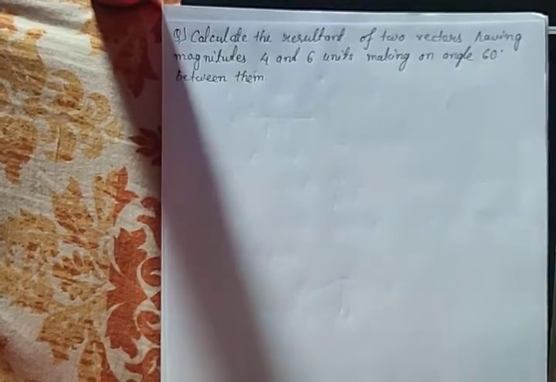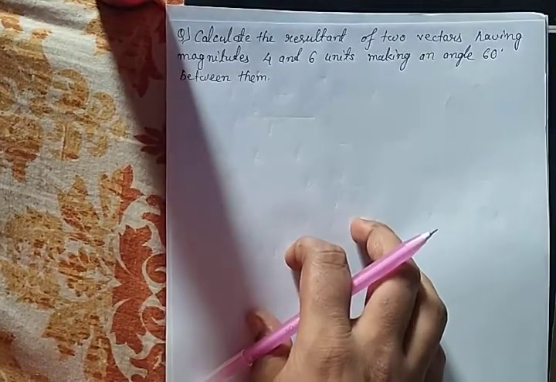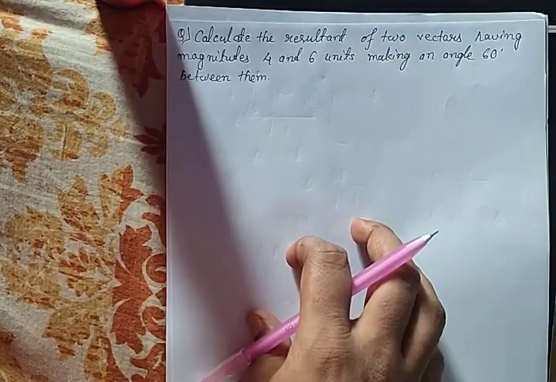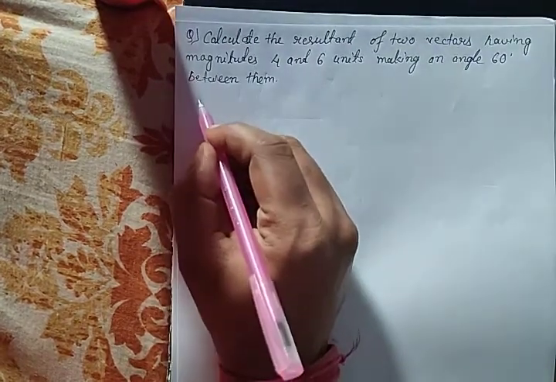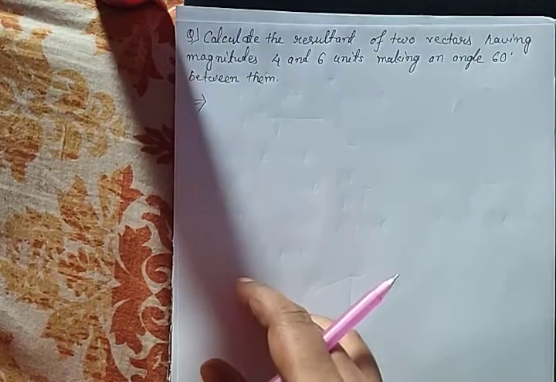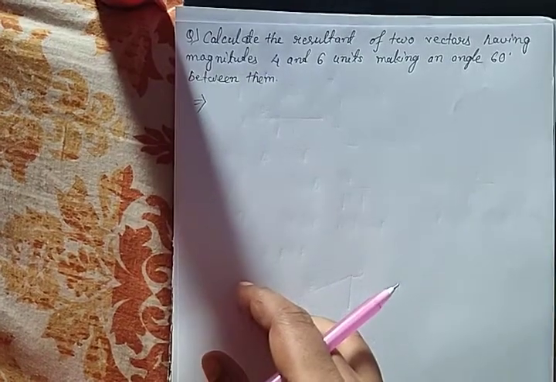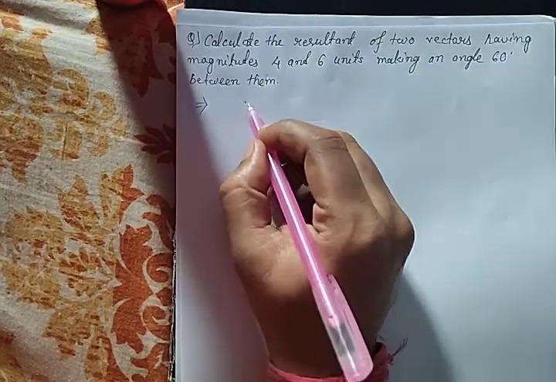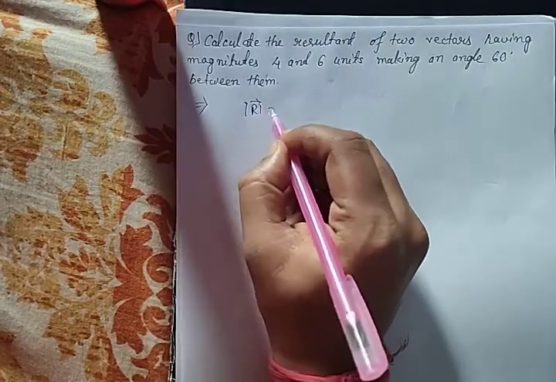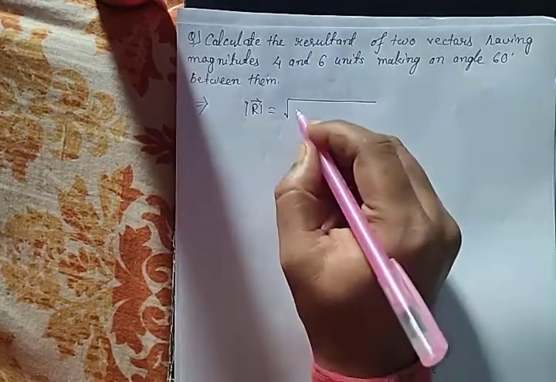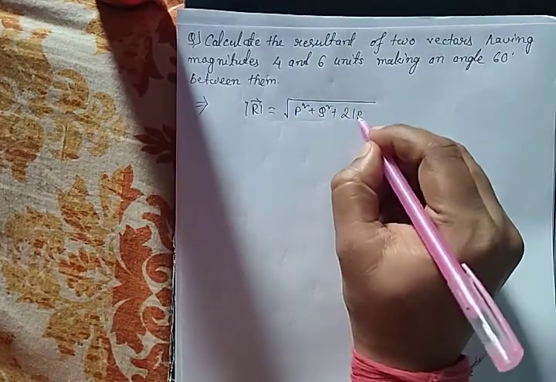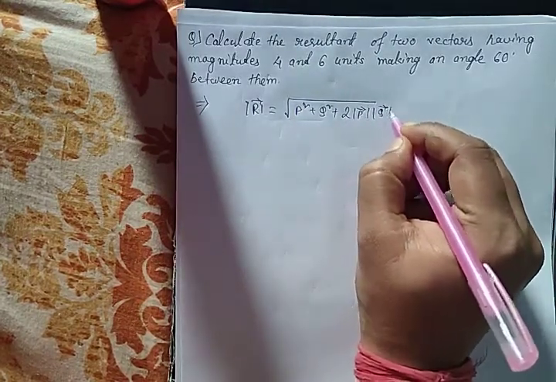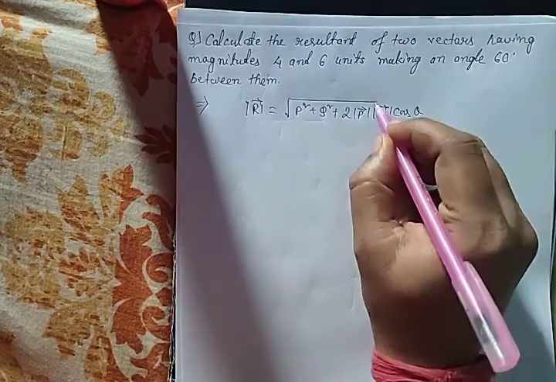The problem is: calculate the resultant of two vectors having magnitudes 4 and 6 units, making an angle of 60 degrees between them. The magnitudes of the two vectors are given. We have just derived the formula that |R| is equal to the root of |P| square plus |Q| square plus 2 |P||Q| cos theta.